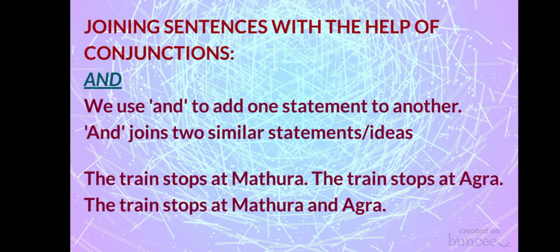We have also contracted the sentences, right? If we write like this, the train stops at Mathura and the train stops at Agra, it is a lengthy way of writing. So we can make it short also by joining with the help of conjunction. So the sentence will become: the train stops at Mathura and Agra.